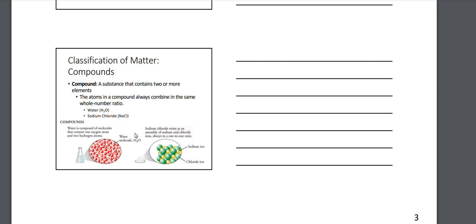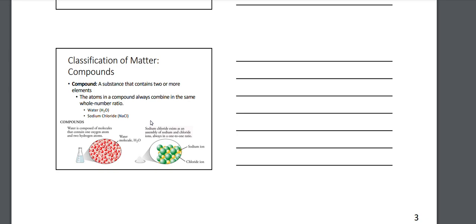Now, a compound, on the other hand, is a substance that contains two or more elements. So when you have two different elements, two or more, bonded together, they form something known as a compound. The atoms in a compound always combine in the same whole number ratio, just like how we looked at the water, H2O. So it's 2 hydrogen and 1 oxygen. In other words, you're not going to see something like 2 hydrogen and a half oxygen, or 2/3 of a hydrogen. It's always a whole number ratio.